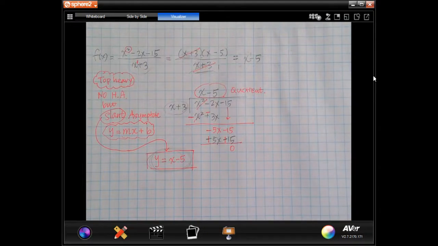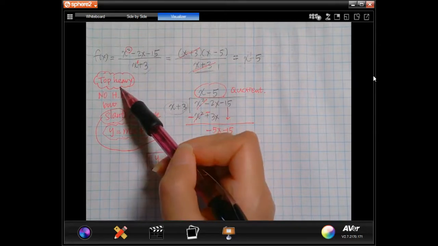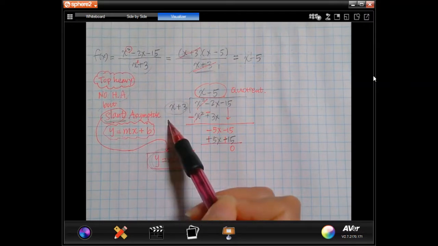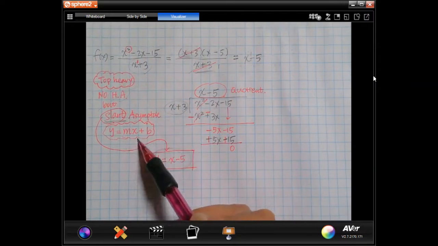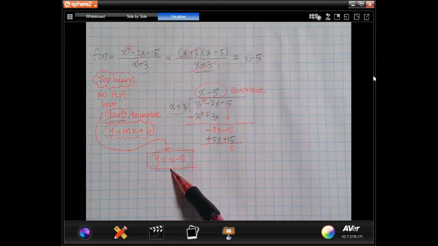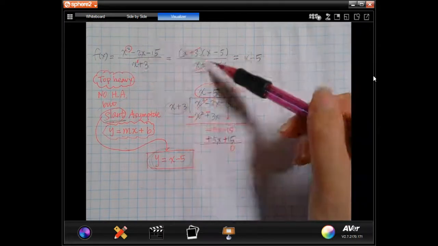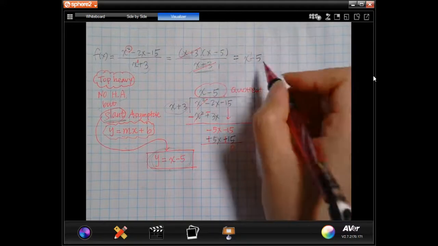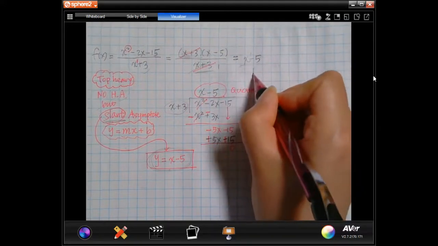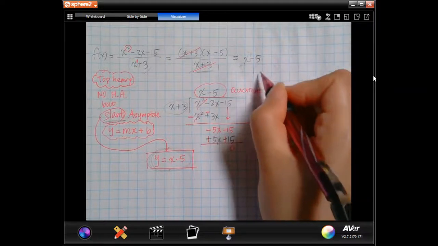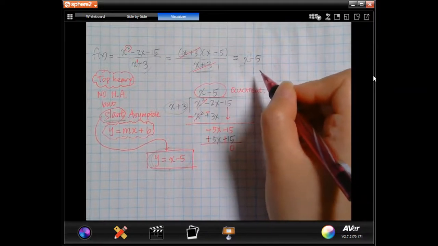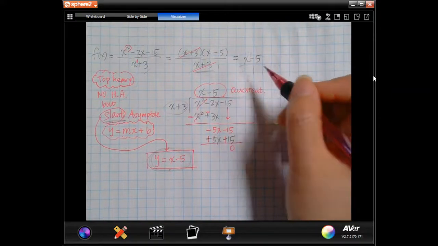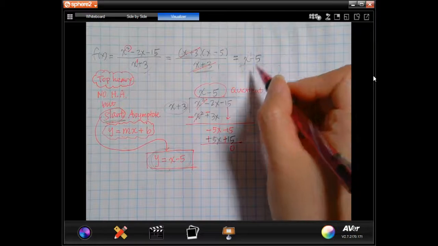So that's the difference. With top heavy, I'm not going to have a horizontal asymptote, but a slanted asymptote. The way that I figure out the slanted asymptote is that I have the division going on, top and bottom. Here, essentially, this is over 1. I don't even have any variable on the bottom, so I would not have any vertical asymptote for this. I don't have any vertical asymptote.